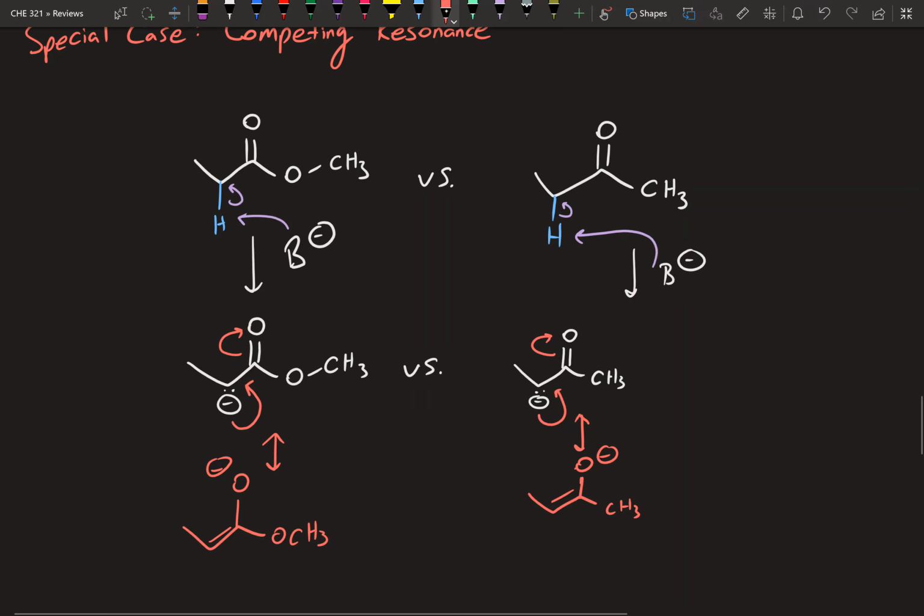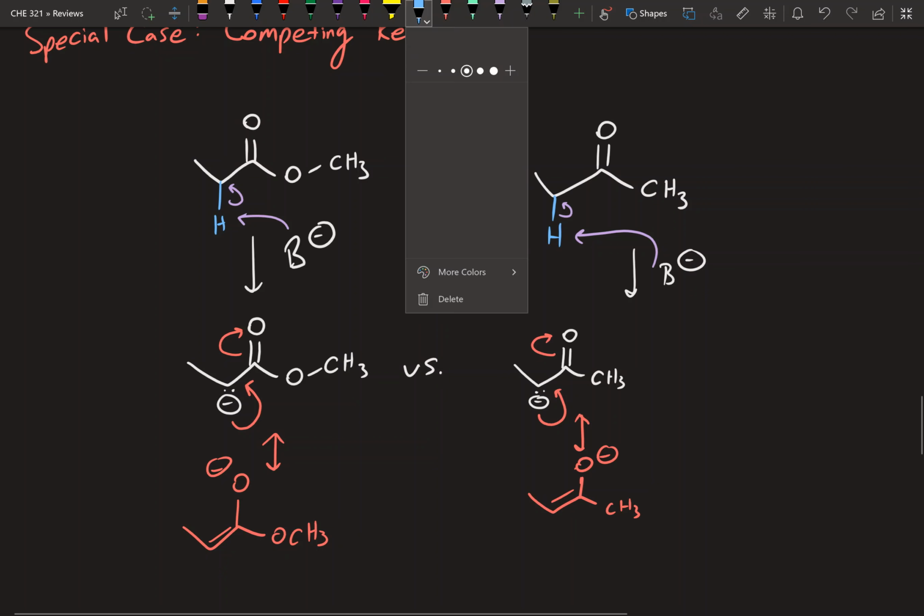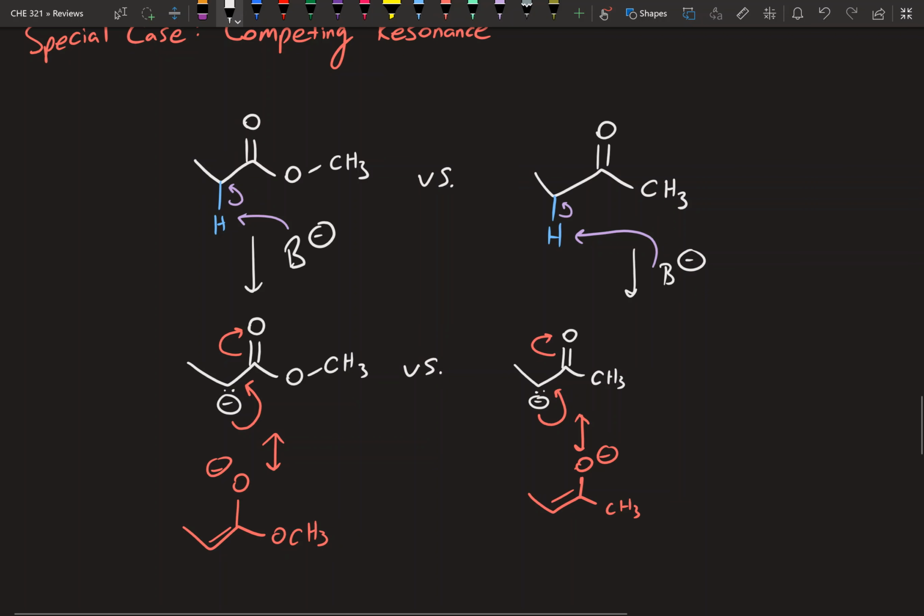The problem is the structure on the left has another good resonance structure. Okay, you see how we have that OCH3 group on the right side of this molecule? So here we go. I'm focusing over here. We have this OCH3. So that OCH3 is also capable of resonating. It can resonate to form another structure.